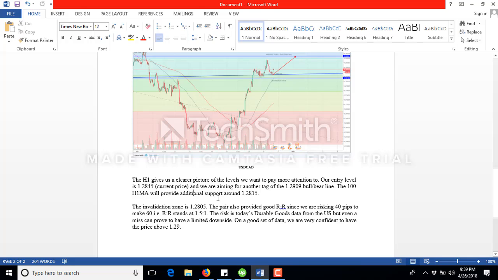129.09, which means the most important part of every trade is of course good R&R, good risk and reward. And here in this particular case we are risking 40 pips to make 60 pips, which means that R&R stands at 1.5 to 1, which is very good.